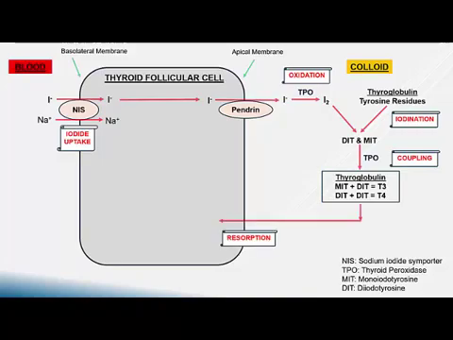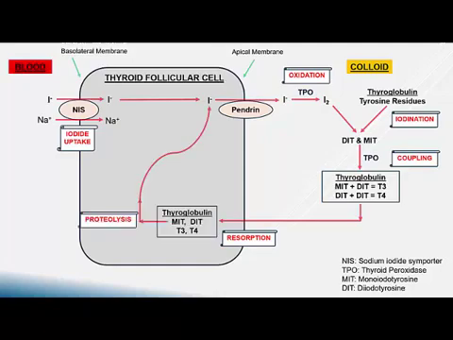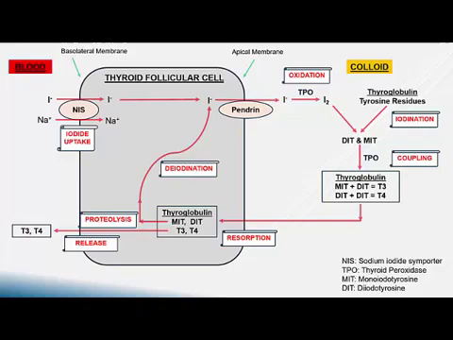This is achieved by resorption, where the colloid is taken up from the apical surface into the follicular epithelial cell. Then proteolysis takes place in the lysosomes, where it releases MIT, DIT, T3 and T4. MIT and DIT are metabolized. The iodide liberated is recycled back to again iodinate tyrosine in the thyroglobulin. T3 and T4 cross the basolateral membrane and are released into the bloodstream.